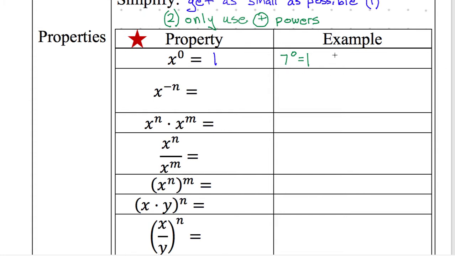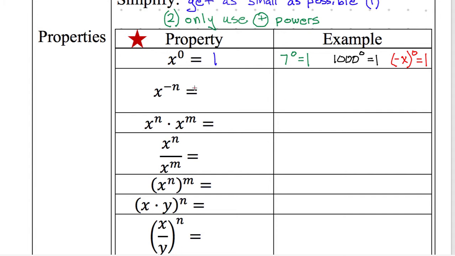I'm going to do another example. I'm going to try 1,000 to the power of 0. That's also equal to 1. And I'm going to do another one as well just to show you the variety. I'm going to do negative x, all of that to the power of 0, which is also equal to 1. There are 3 examples there. You don't need 3. You need at least one of your own choosing.